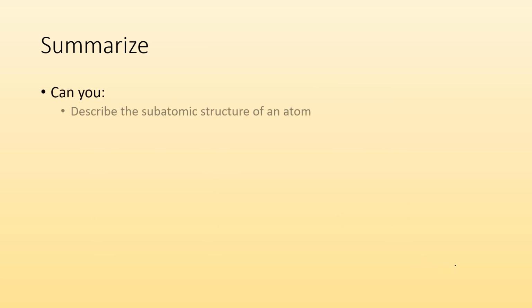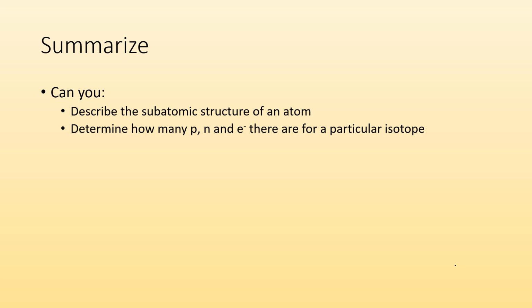All right, so to summarize. Can you describe the subatomic structure of an atom? Can you determine how many protons, neutrons, and electrons there are for a particular isotope? And can you interpret the different isotopic notations? I hope so, or I failed you, and I'm sorry.